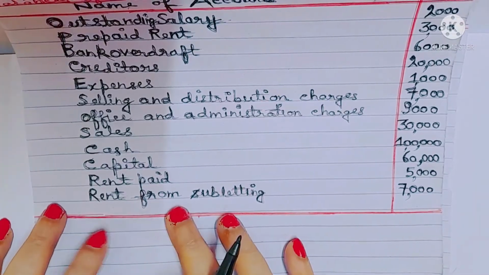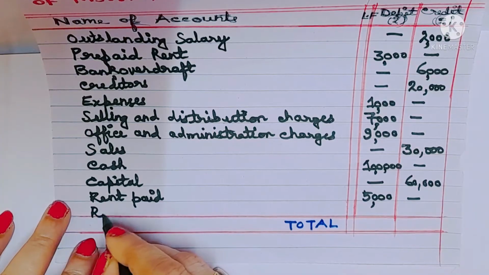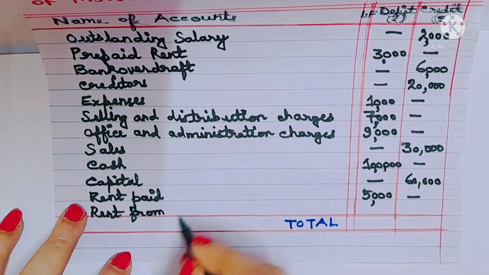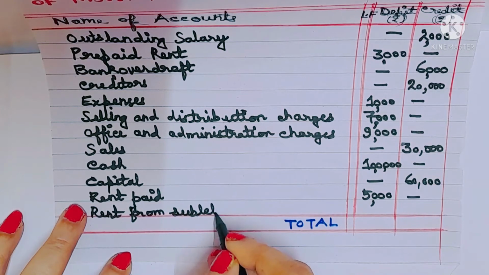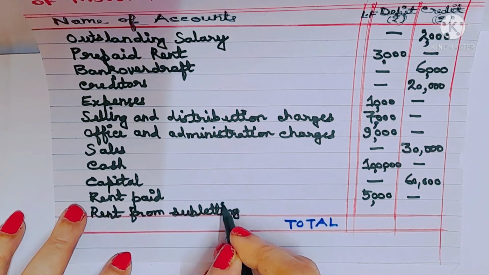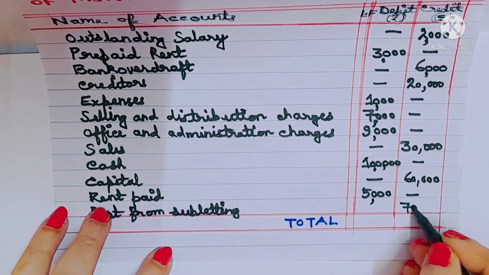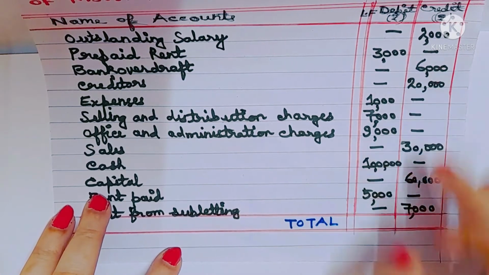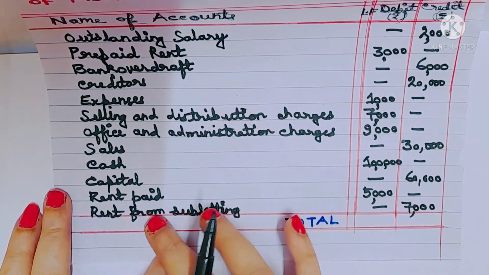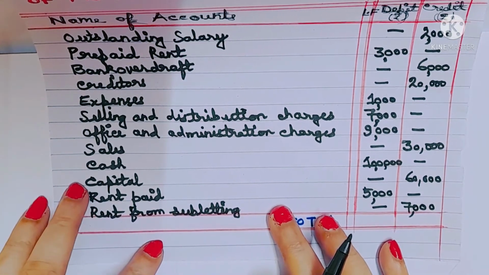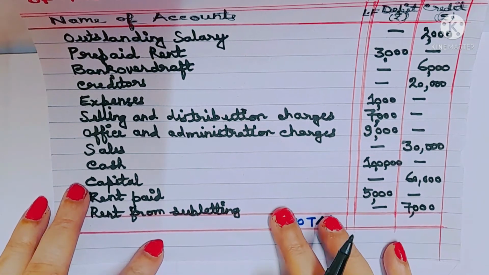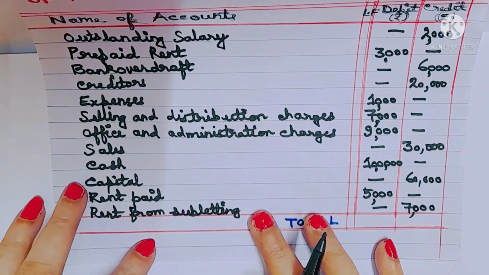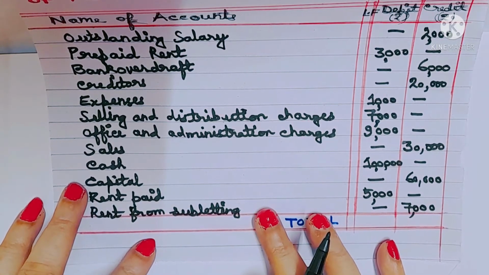Rent from subletting, 7,000. Let's write rent from subletting. Rent from subletting is a credit balance, and that is the reason we have written 7,000 in the credit column. Why rent from subletting is a credit balance? Because rent from subletting falls under nominal account. According to nominal account, all incomes and gains credit. Here, rent is an income. So, rent from subletting will be credited.